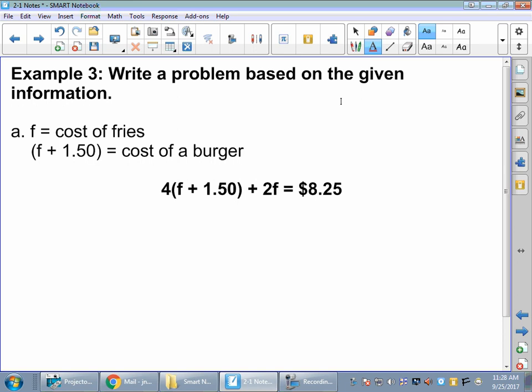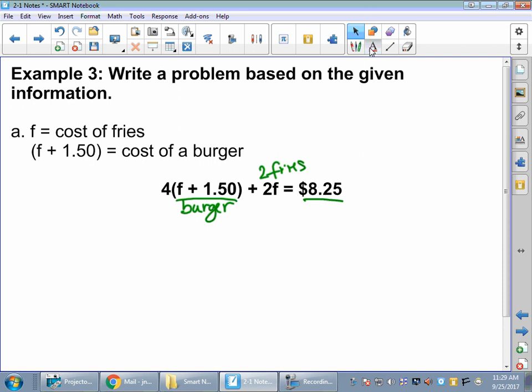We don't know how much our fries cost. We could write an equation based on the fact that we know our total cost. We're not going to solve this equation. We're just going to write a problem based on it. So this right here is the cost of my burger, and I'm multiplying that by 4. So maybe some scenario about 4 burgers and then 2 fries. And then this is my total amount because that's what it equals.